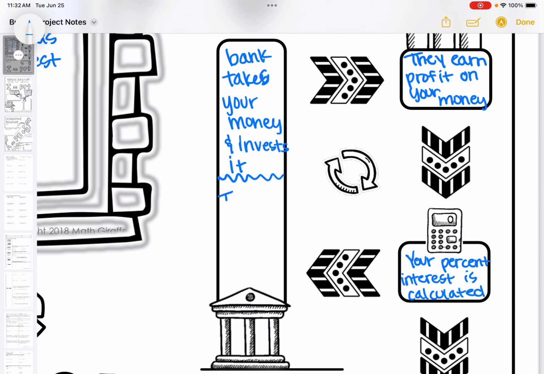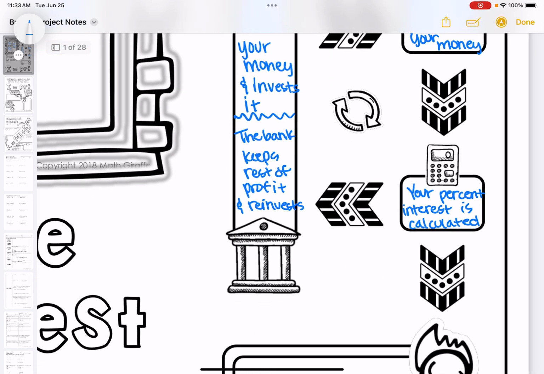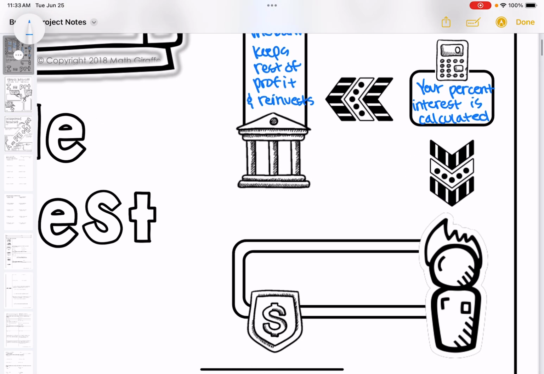All right, then the bank isn't going to give you all the profit that they make in your initial investment because they need to make some money as well. So they take the rest of the profit and they reinvest it into something else. All right, so that's what the bank does once your interest is calculated.